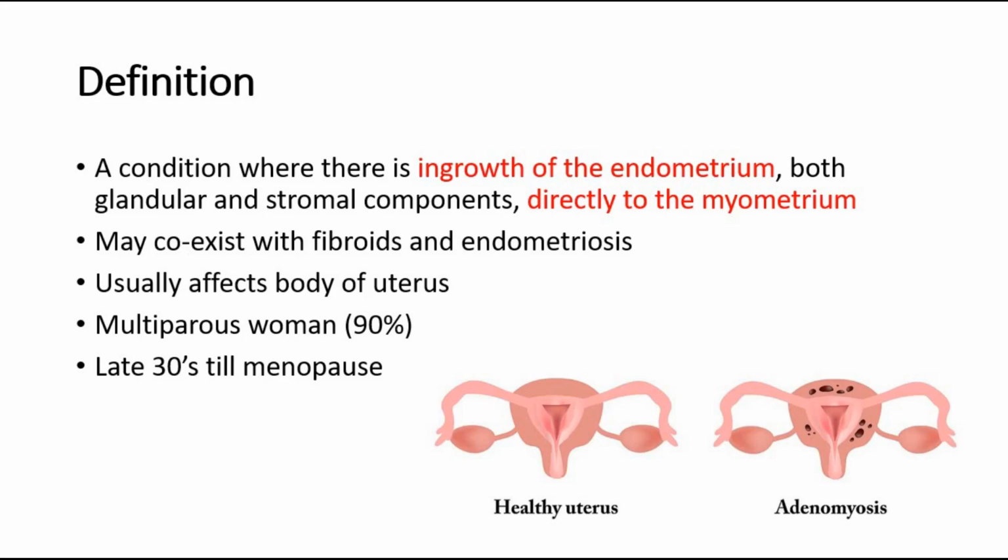It coexists with other conditions associated with hyperestrogenic state, such as uterine fibroids, endometrial hyperplasia, endometrial carcinoma, and also endometriosis. This adenomyosis usually affects the body of the uterus, and it is rarely seen in the cervix. It is most commonly seen among multiparous women, beginning in their late 30s until menopause age. The picture shows a healthy uterus versus a uterus with adenomyosis.